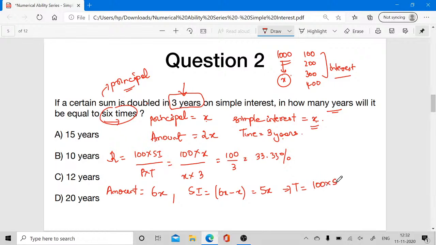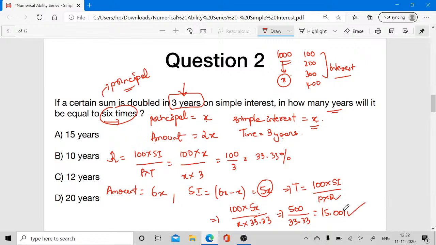So time is 100 into SI divided by P into R. What is my SI, people? It is 5X, right? What is my principal? It is the same, X. And what is my R? It is 33.33. So 100 into 5 divided by 33.33, so this is 500 divided by 33.33, which is equivalent to 15.001, which is actually equivalent to option A, 15 years.